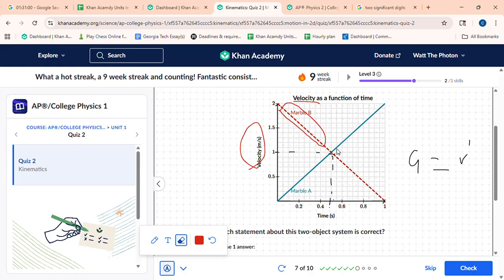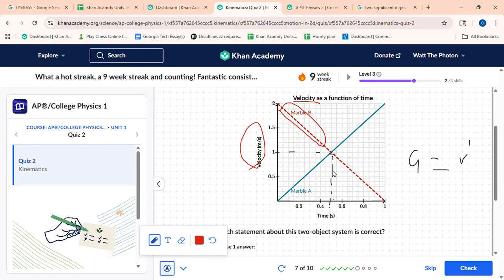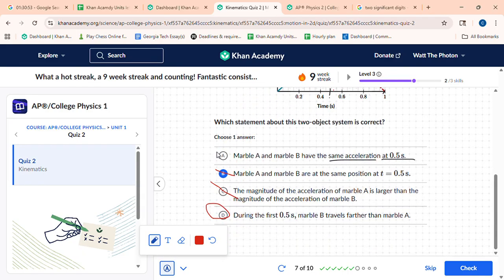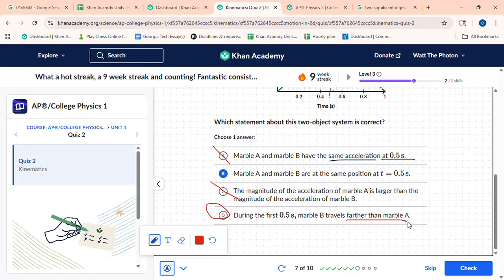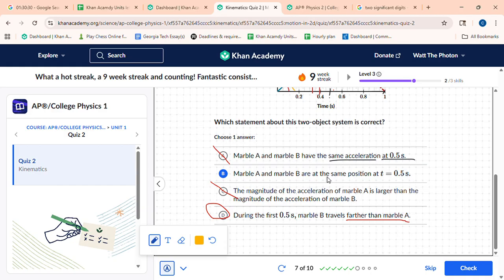This one's going down. No, this one's wrong because one of them is negative and one of them is positive. During the first 0.5 seconds, marble B travels farther than marble A. So it certainly has a higher velocity right here. The area under this curve is bigger than the area under this curve right here. No, because that can't be right.